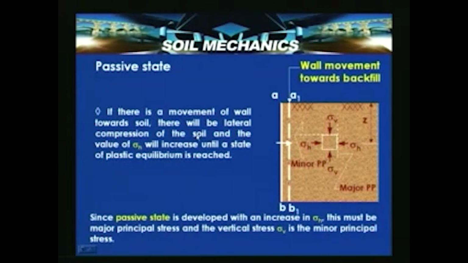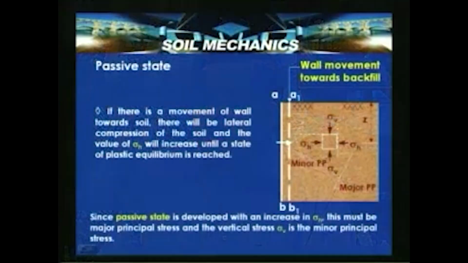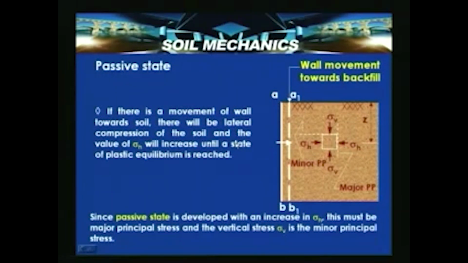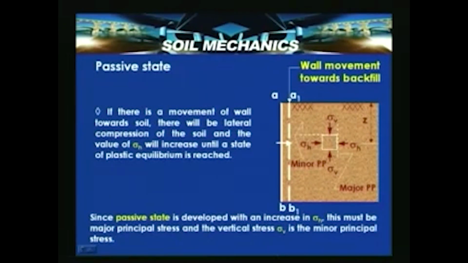In the previous case, when the wall moves away from the backfill, a lateral expansion takes place. In this case, when the wall moves towards the fill, lateral compression takes place. So, the value of sigma h will increase until a state of plastic equilibrium is reached. Here, the wall movement is opposed by the shear resistance along the sliding rupture plane. Since the passive state is developed with an increase in sigma h, this must be the major principal stress and the vertical stress sigma v is the minor principal stress. So, the sigma h value increases and even crosses the sigma v value.